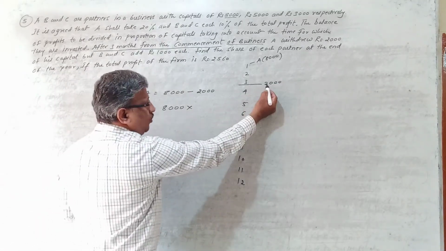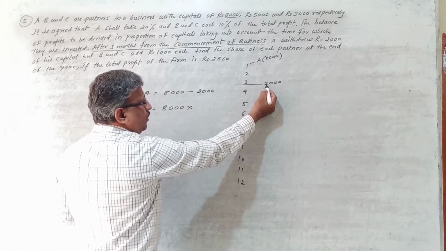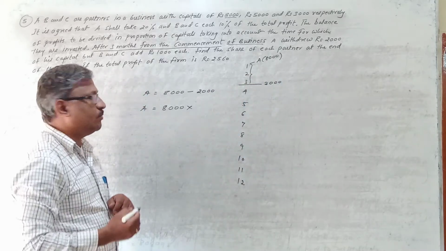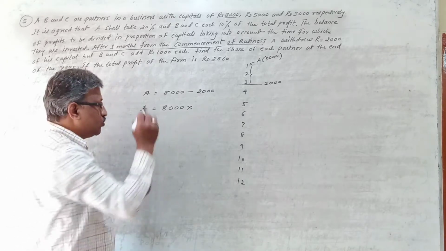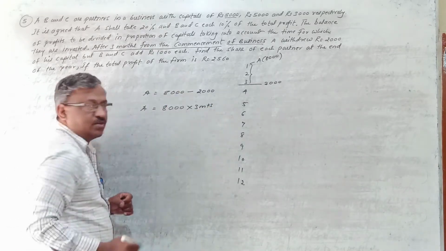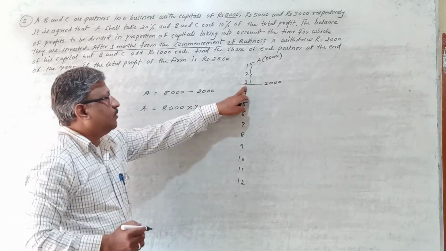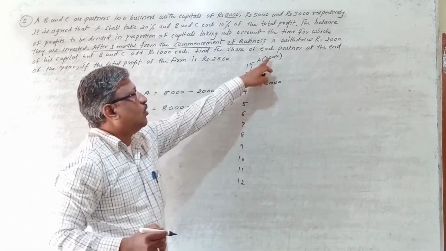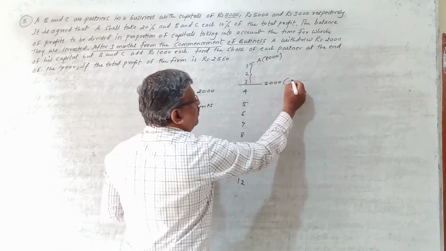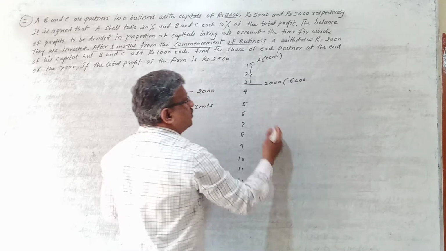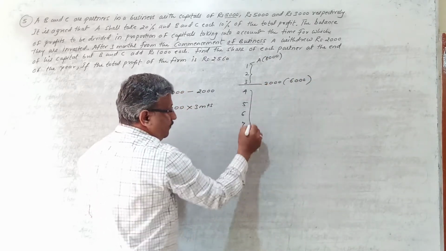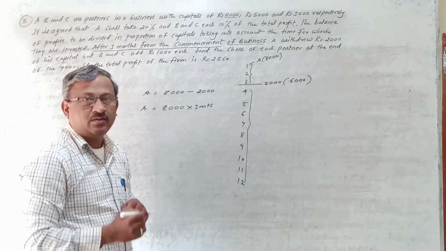Before withdrawing these 2,000 rupees, these first 8,000 rupees they will use in the business for how many months? For first 3 months. So what you have to do? These 8,000 rupees you have to multiply by how many months? First 3 months. And after 3 months, 2,000 rupees he has withdrawn out of 8,000. Means his capital after 3 months will be rupees how much? Only 6,000. 8,000 minus 2,000. And these 6,000 rupees remain fixed for last 9 months.